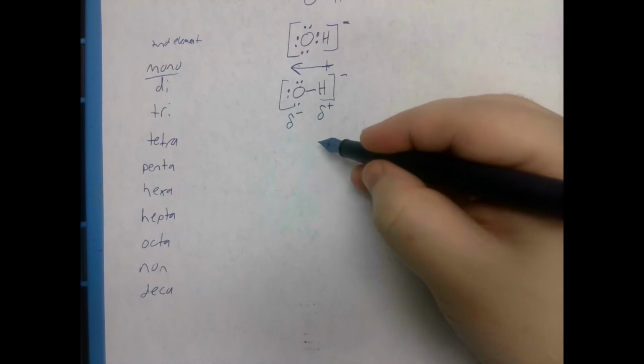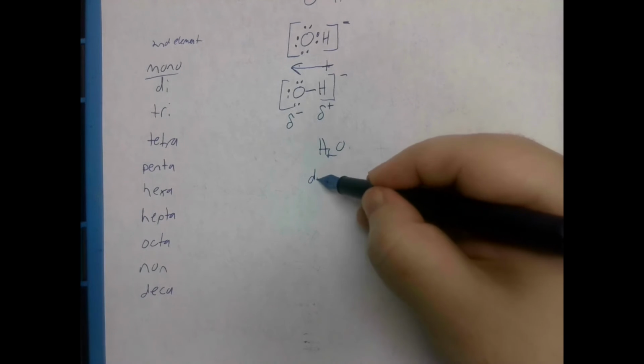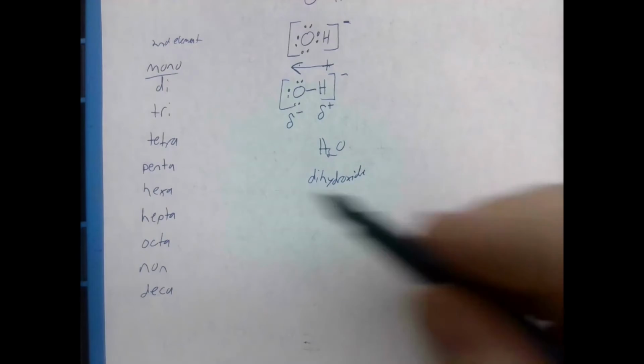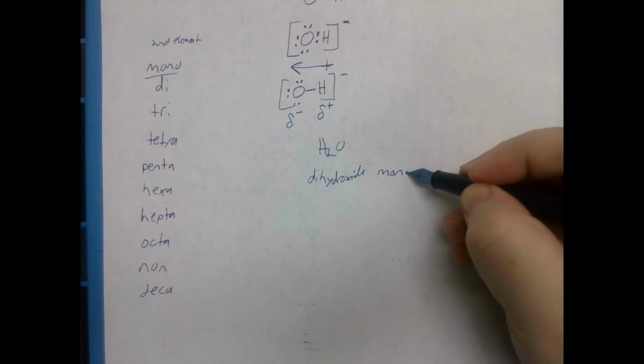So, for example, water's name. There's 2 hydrogens, so we do dihydrogen. And mono is always used on the second one, so it's 1 oxygen, so we do monoxide.